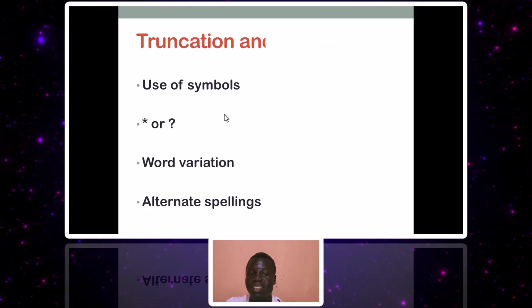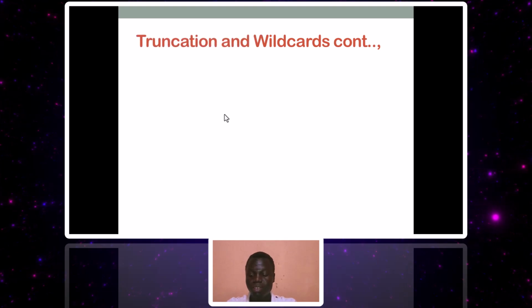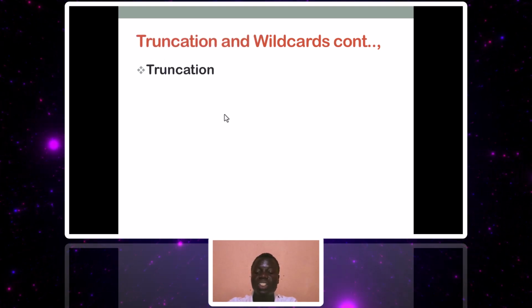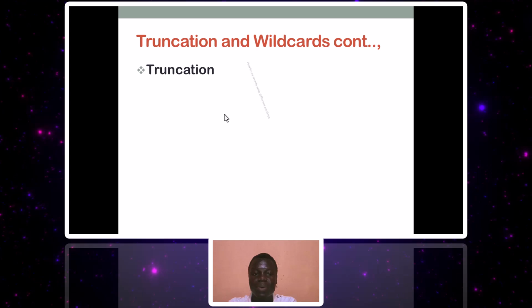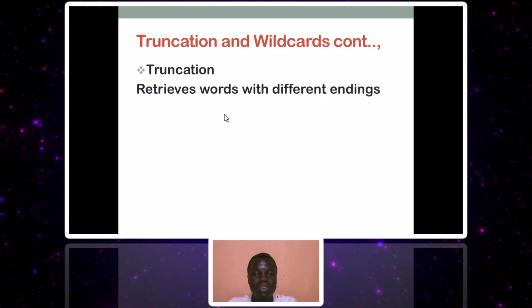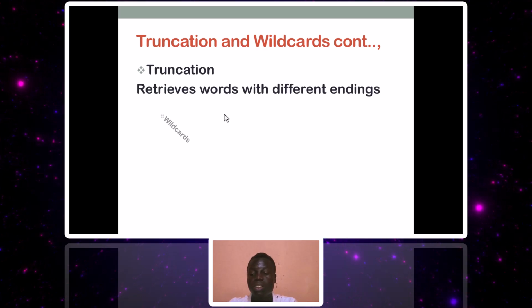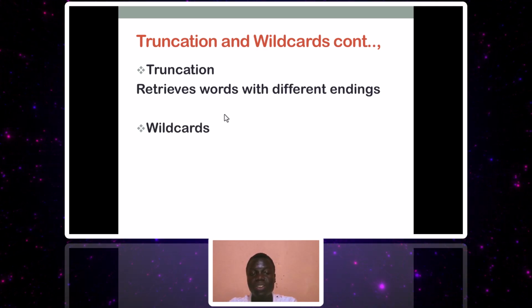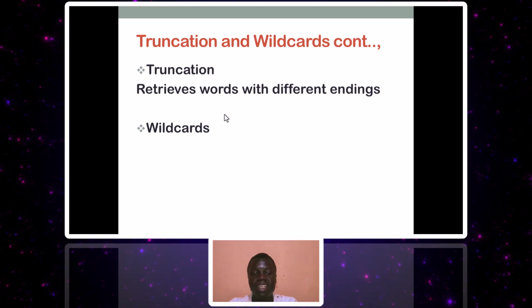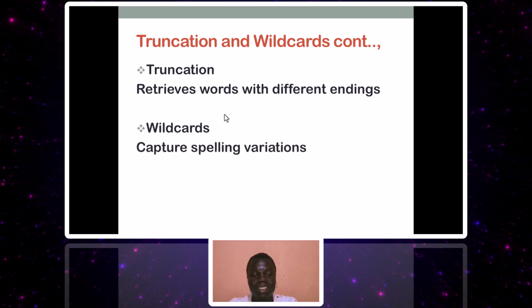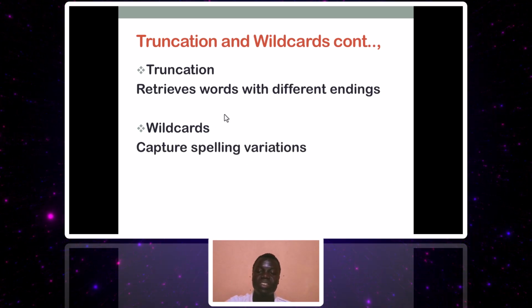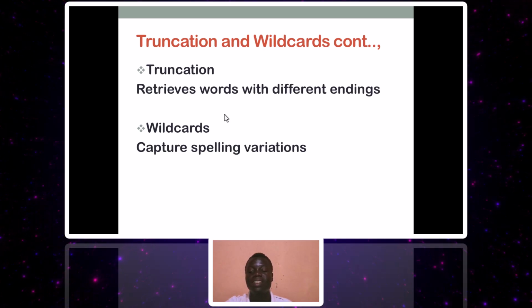And this will take us to the continuation of wildcards and truncations. So let us look at the wildcard. Truncation retrieves words with different endings, while wildcards capture spelling variations. For wildcards, it captures spelling variation.